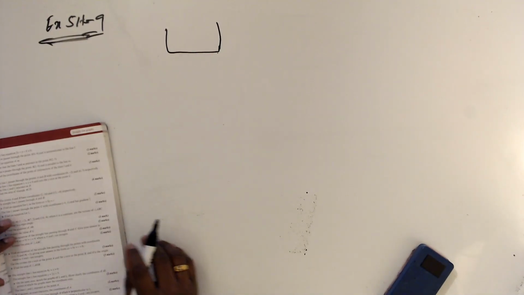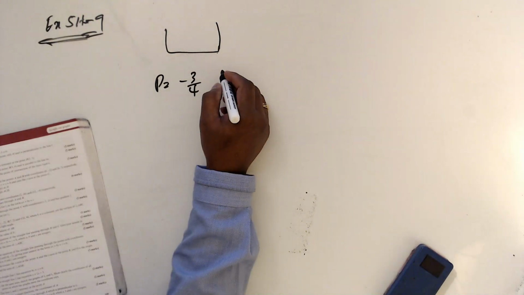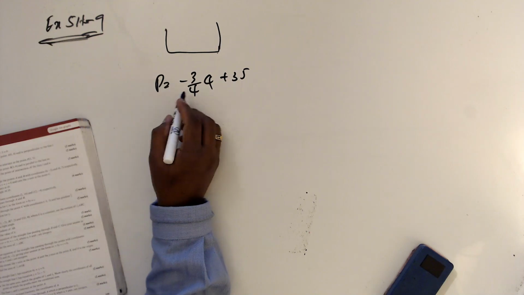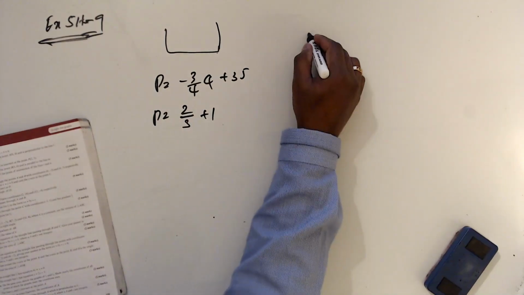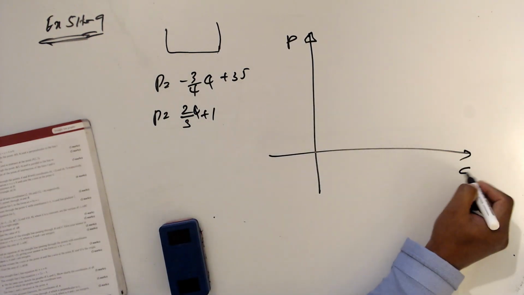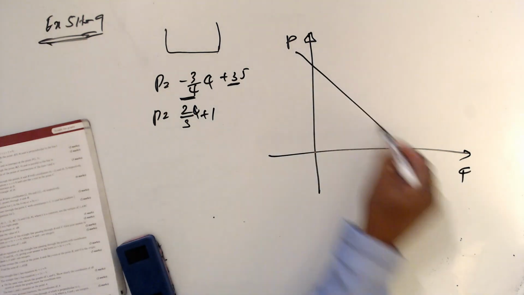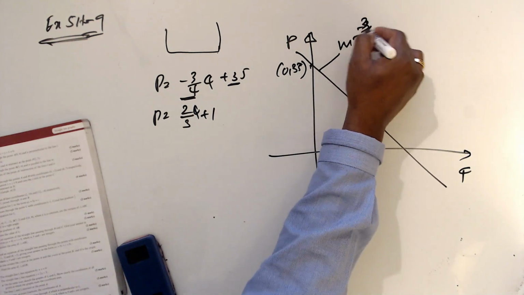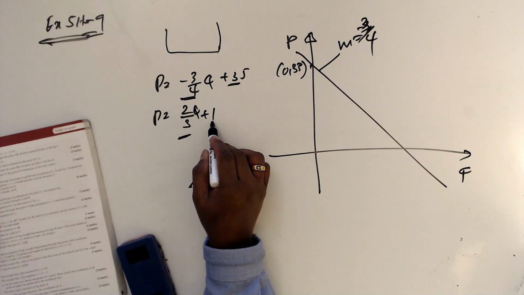Okay, now we'll draw these two graphs. One is P equals minus 3 over 4 Q plus 35, price and quantity, and the other one is P equals 2 over 3 Q plus 1. The y-axis is going to be P, and the x-axis is going to be Q. Looking at the first one, the gradient is negative and the y-intercept is 35. Then it's going to be something like this. This is 0, 35, and the gradient is minus 3 over 4. In the second, the gradient is positive. It has this direction, and the y-intercept is 1.